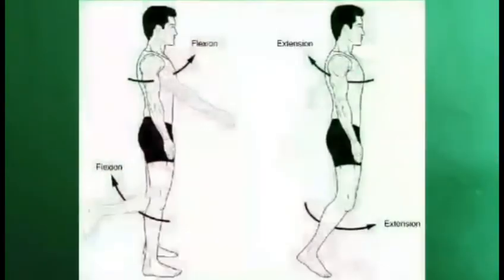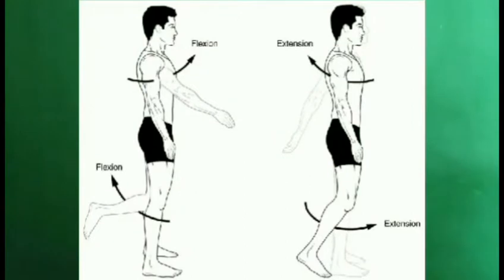Flexion refers to a movement that decreases the angle between two body parts. Flexion at the elbow is decreasing the angle between the ulna and the humerus. When the knee flexes, the ankle moves closer to the buttocks, and the angle between the femur and tibia gets smaller. And extension refers to movement that increases the angle between two body parts. Extension at the elbow is increasing the angle between the ulna and the humerus. Extension of the knee straightens the lower limb.